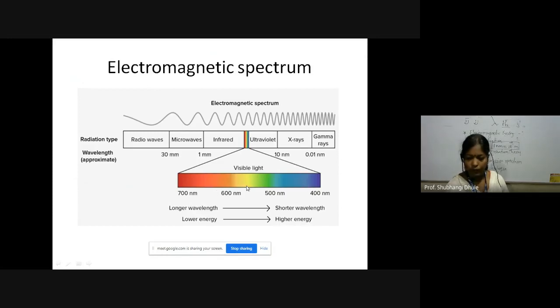Here the wavelength decreases. Ultraviolet wavelength decreases, x-ray wavelength decreases. This way wavelength decreases, energy increases. So the longer the wavelength, the lower the energy. Radio waves have a longer wavelength, and that's why their energy is low.